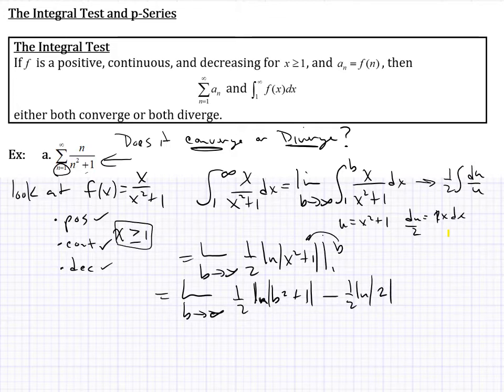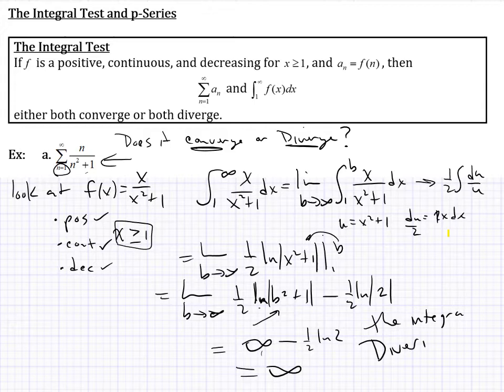As b goes to infinity, clearly this is going to go to infinity, and the log will also go to infinity. So we're going to get infinity minus this 1/2 log 2. Well, infinity minus some random constant is still going to be infinite. So what does that tell us? The integral diverges.